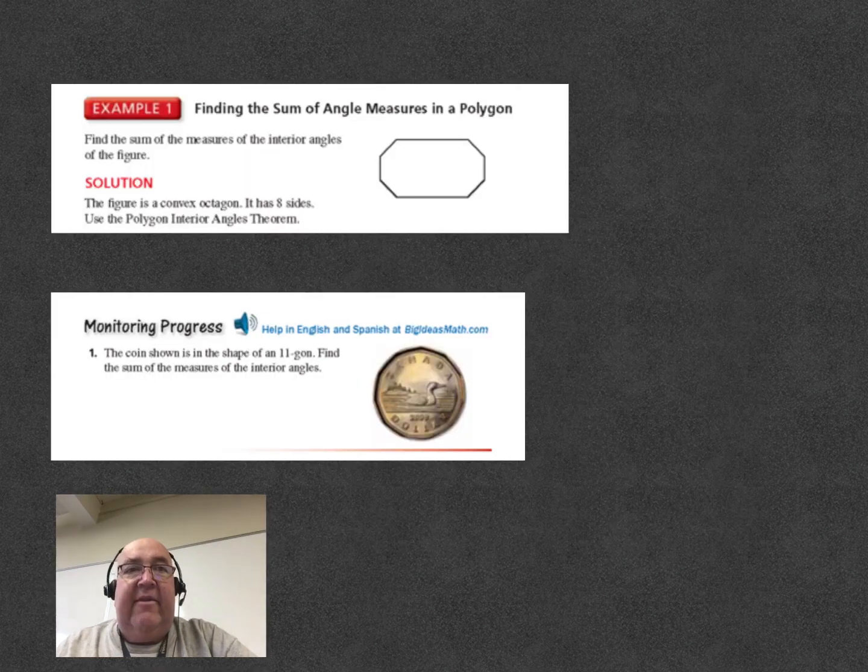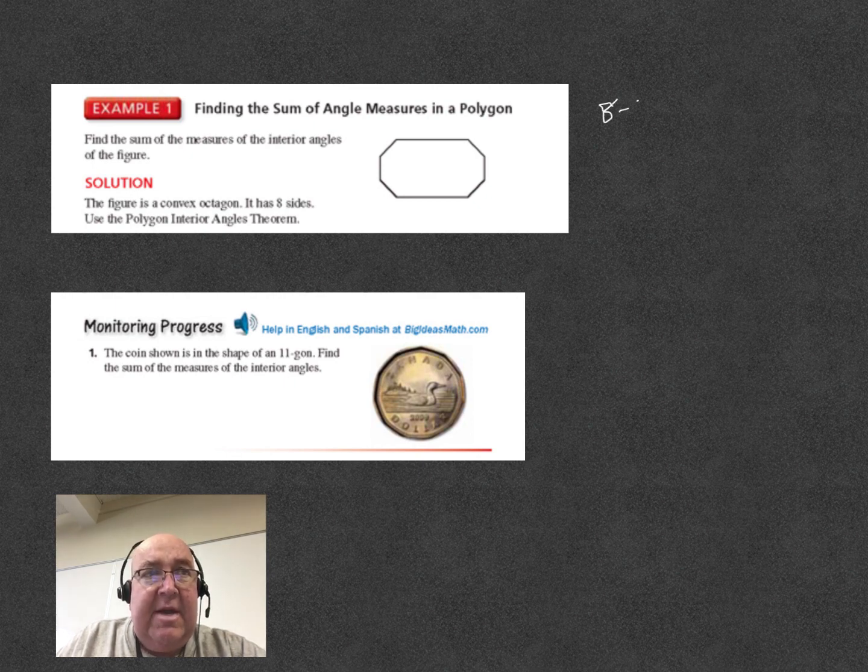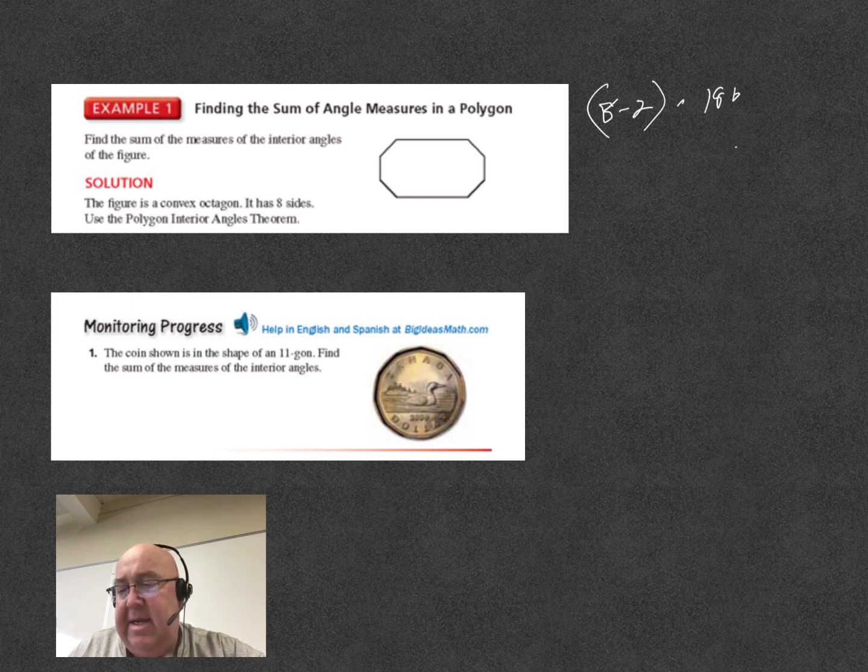So here we have an 8-sided polygon, and we want to find out what the sum of the angles, or the measure of the angles inside, is. So we're going to go 8 minus 2 times 180, and 6 times 180 is going to be 1080.